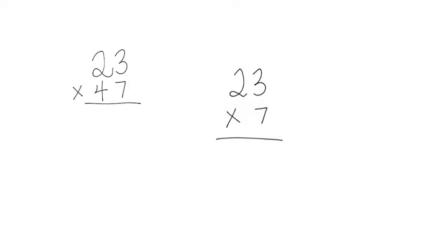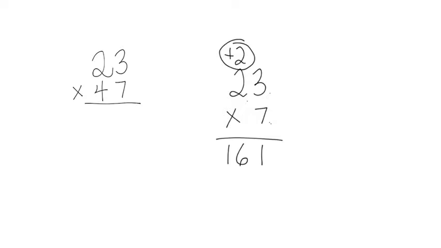So I'm going to begin always going right to left, going from the least value to the greatest value. 7 times 3 is 21. 21 has 1 one and 2 tens, so I'm going to regroup the 2 to the tens place. Now, using basic facts, I'm going to multiply 7 times 2. That's 14. Then I will add in the 2 I regrouped. So 2 times 7 is 14, plus 2 more gives me 16. So 23 times 7 is 161.